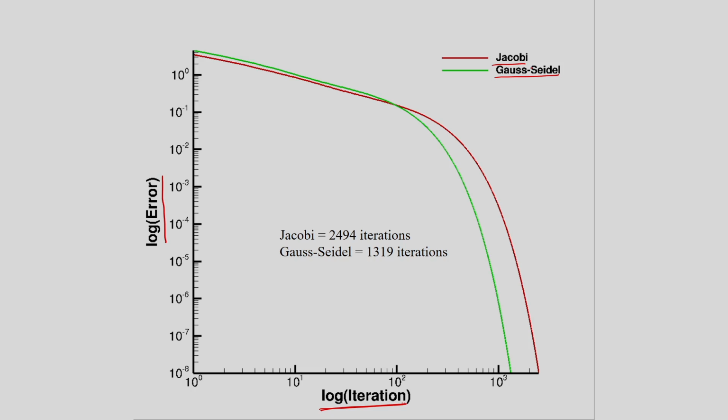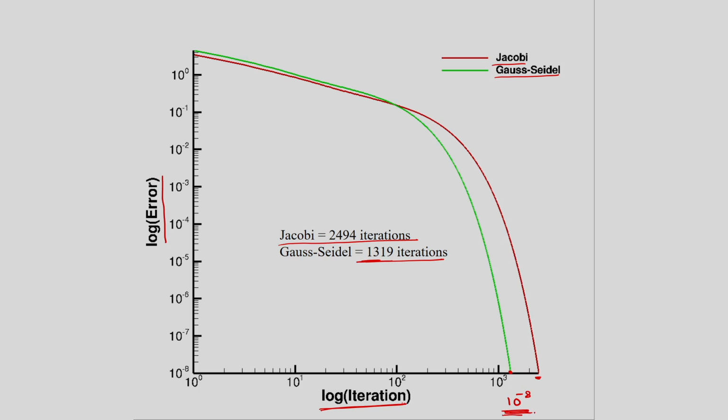So you can see your Jacobi iteration method is the red continuous line. Obviously it is taking more iterations, and to converge up to 10 to the power minus 8, it took 2494 iterations. But when we use the Gauss Seidel method, the updated values are already used, and with that you can see the error plot. Here, to converge up to 10 to the power minus 8, it took 1319 iterations. So obviously your Gauss Seidel converged faster than the Jacobi iteration method.